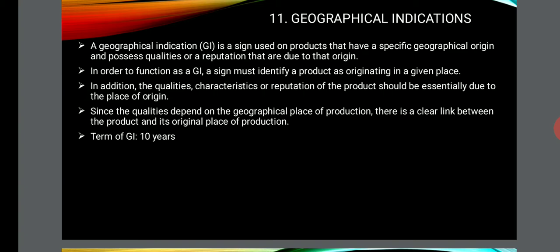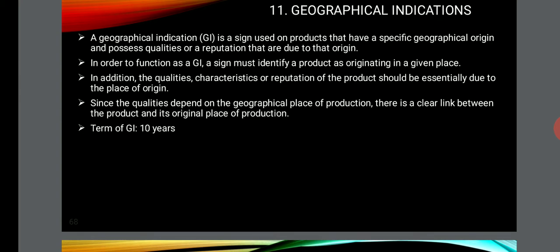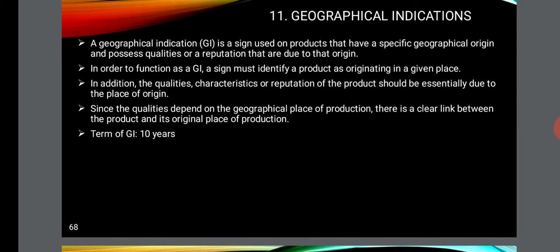Assam tea. In order to function as a GI, a sign must identify a product as originating in a given place. In addition, the qualities, characteristics or reputation of the product should be essentially due to the place of origin. Since the qualities depend on the geographical place of production, there is a clear link between the product and its original place of production. So it is very important that on the box, or wherever it is mentioned, you should clearly mention the original place of production of that good, and the term of GI: if you register for GI, you get protection for 10 years.